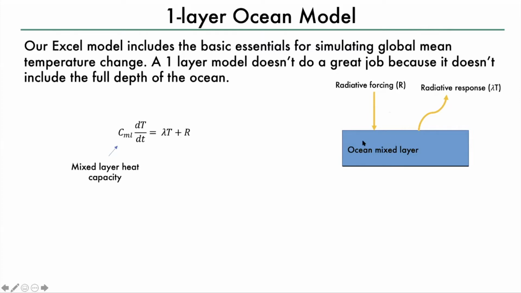That warms the ocean mixed layer, and that warming is modified by the mixed layer heat capacity. And then the ocean mixed layer has this radiative response. So it warms up and thus its temperature changes, and its temperature response is modified by this lambda term, which is a feedback parameter. So it encapsulates all of the climate feedbacks in this system. So a little bit more about climate feedbacks.